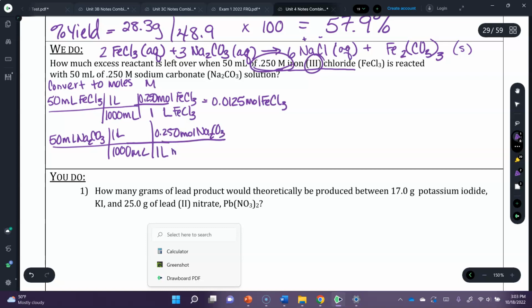That is not always going to be the case. So we end up with the same amount of moles of both.